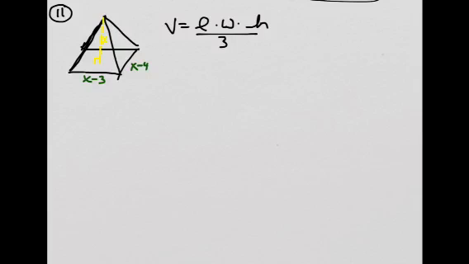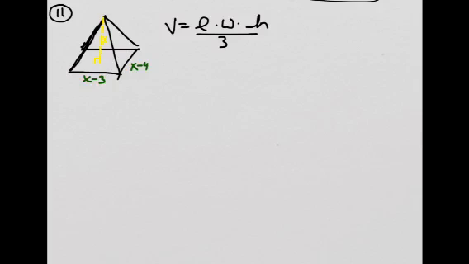Alright, so number 11, another pyramid, and it says the length of the paperweight is 4 inches less than the height. So here it is. If the height is x, then the length would be x minus 4. And then the width of the paperweight is 3 inches less than the height. So here's x minus 3 right here, because it's 3 inches less.